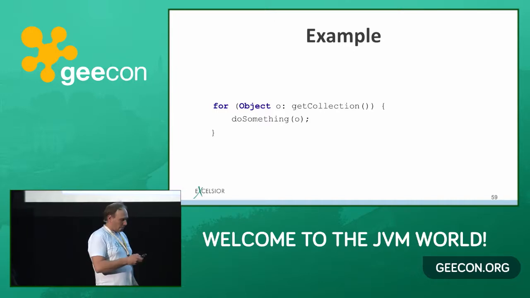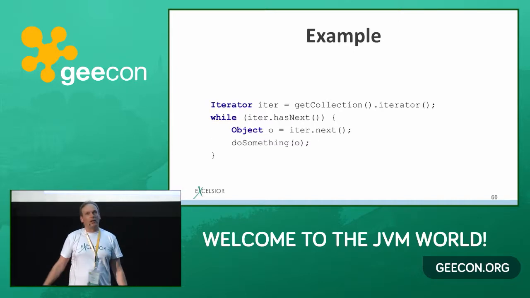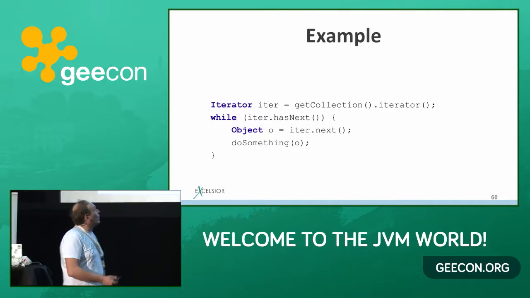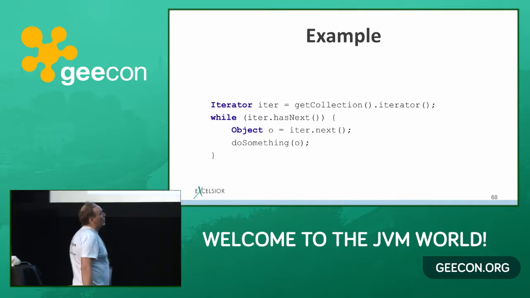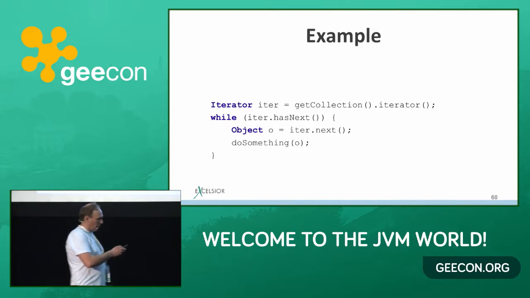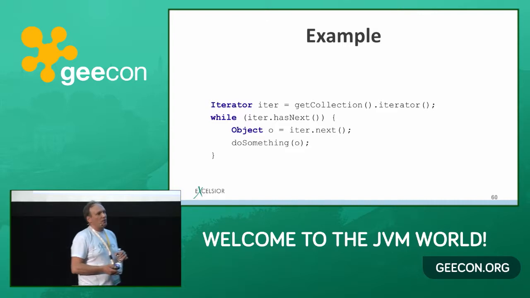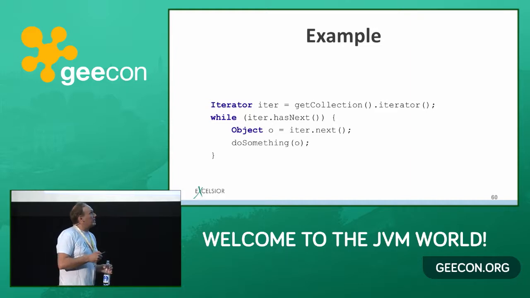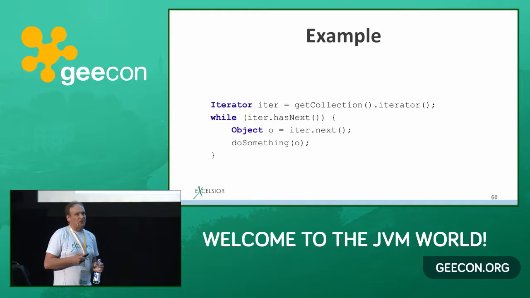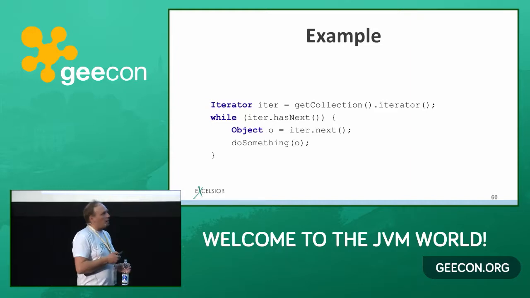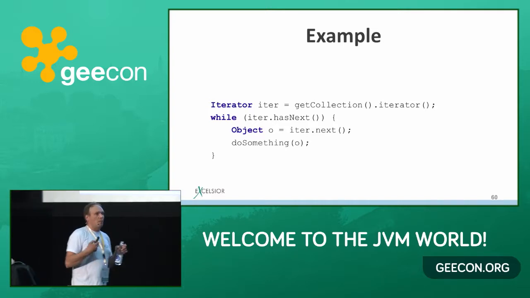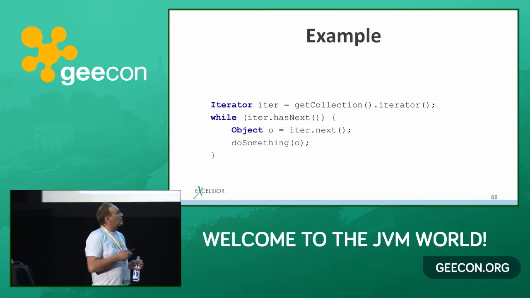Iteration over a collection. The javac compiler will actually desugar this into the following code. We get an iterator from the collection, and with the help of hasNext and next methods, iterate over the collection. So how can we optimize such a frequent code pattern? Please note that hasNext and next methods are abstract, so we know nothing about them in the general case.